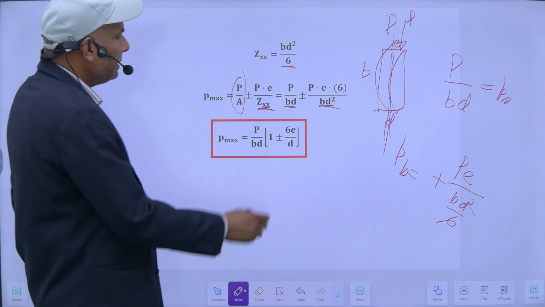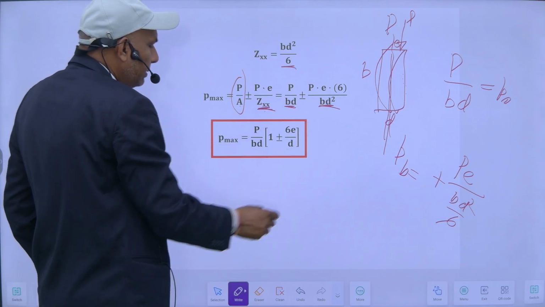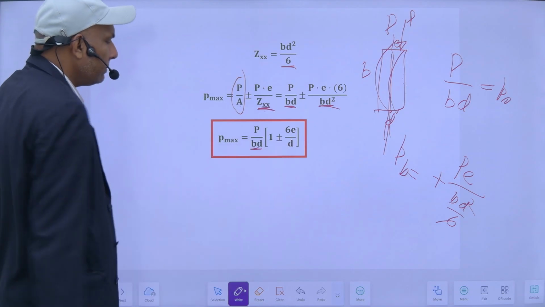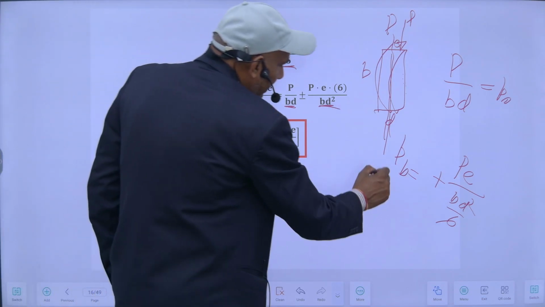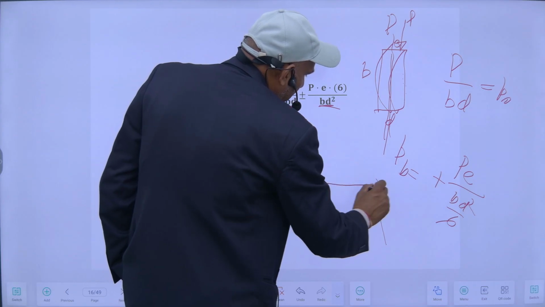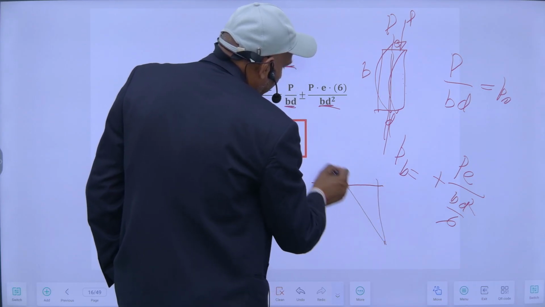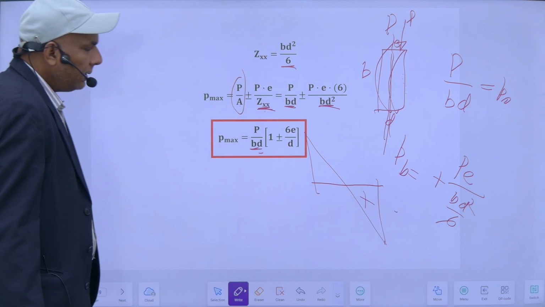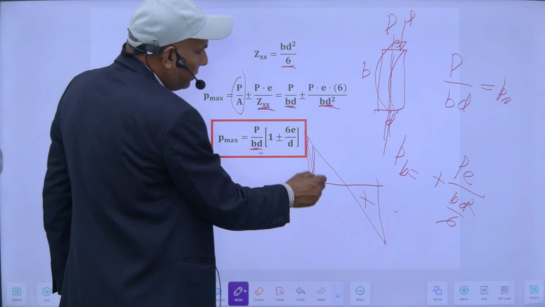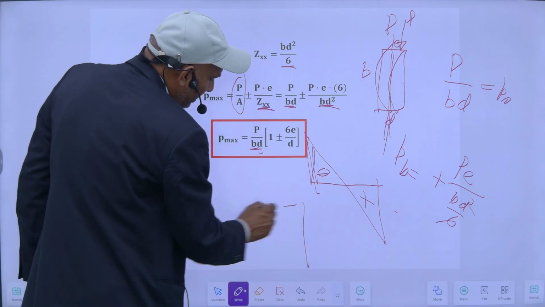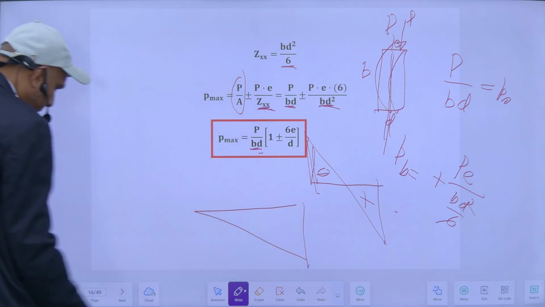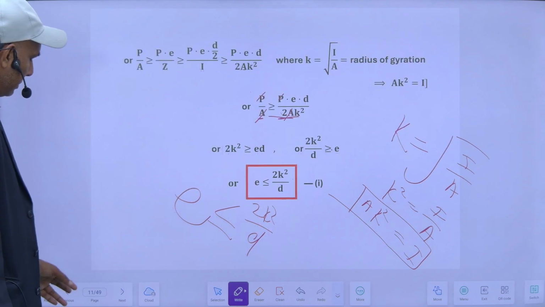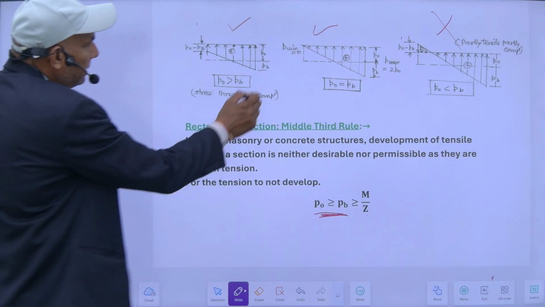So this is basically P upon BD common here. So I can take P upon BD common here, 1 plus or minus this. So this will be the maximum stress on this face, the maximum value will be that plus this one. And here the maximum stress for no tension to develop will be 0. So this was the case.